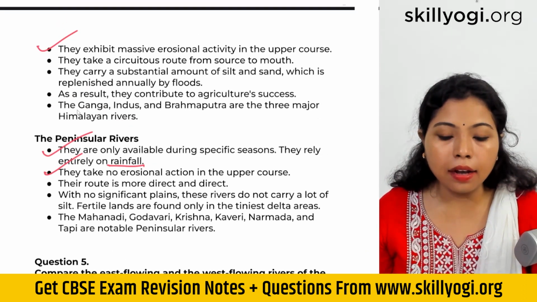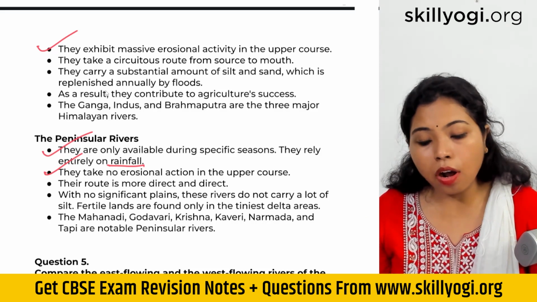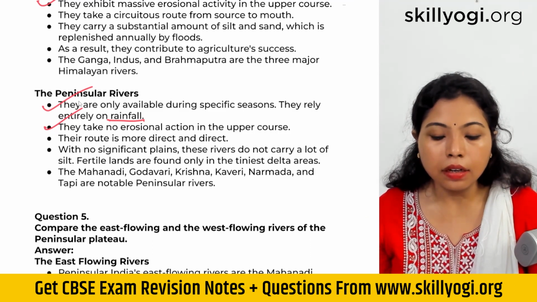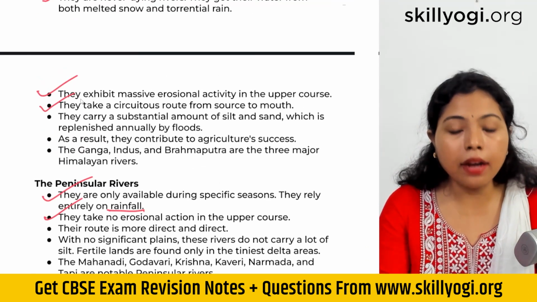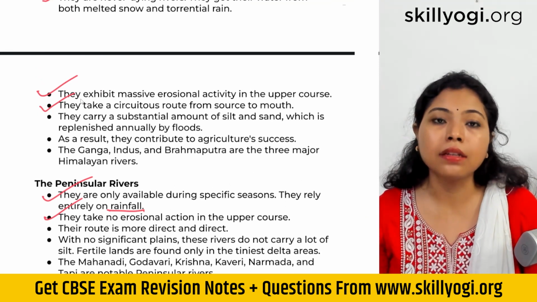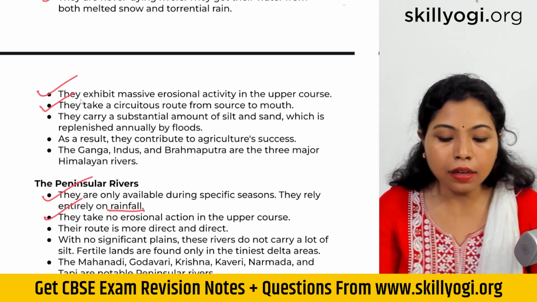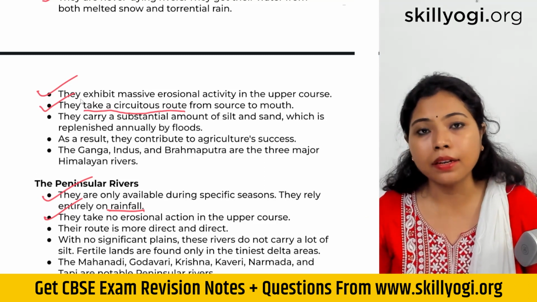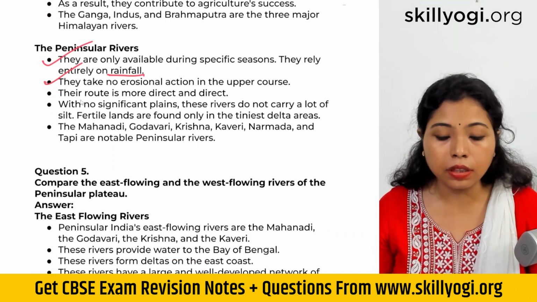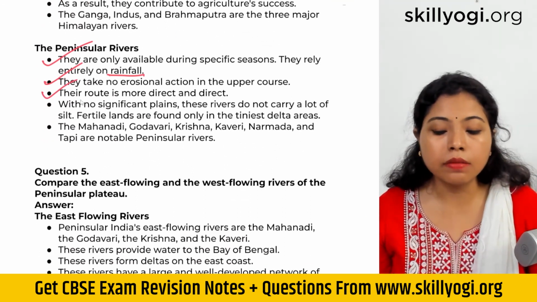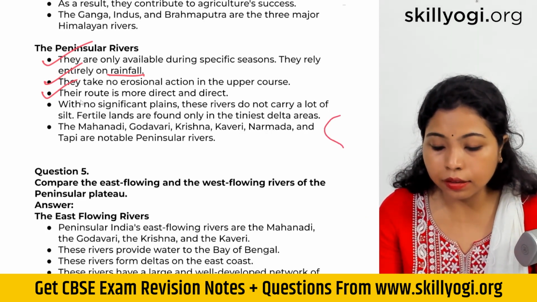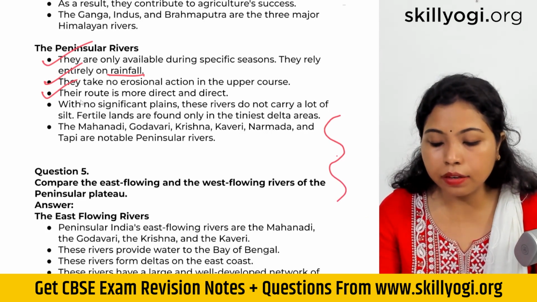Next, they take a circuitous route from source to mouth, and for that their route is more direct. So the Himalayan rivers make their path in meander form. Many take a circuitous route. That means there are so many meanders in their path. But for the Peninsular rivers, their route is more direct. That means the Himalayan rivers are like that, and the Peninsular rivers flow directly, most probably.